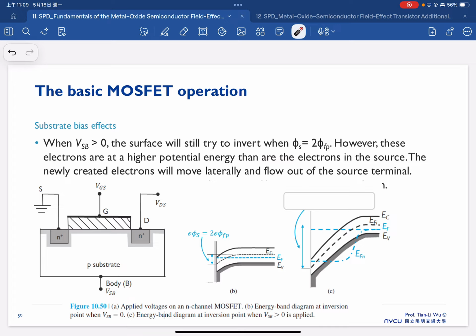Okay, so for the MOSFET operation, in previous cases, we always considered the source grounding and the body grounding, so the source and body are at the same bias. But in reality, sometimes you will be interested in looking at how about if the substrate has additional bias? If we have additional bias in the body, that means the VSB is larger than 0. This is typically what we call the body effect.